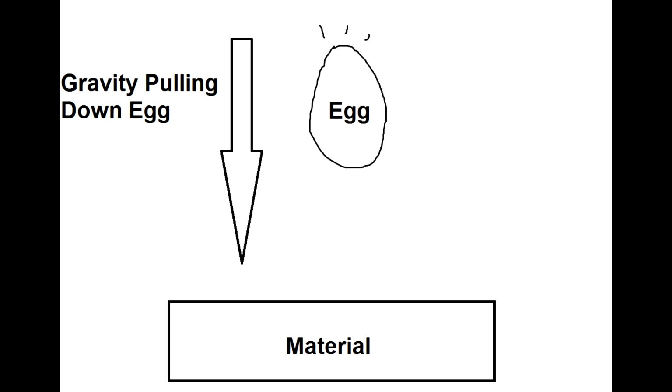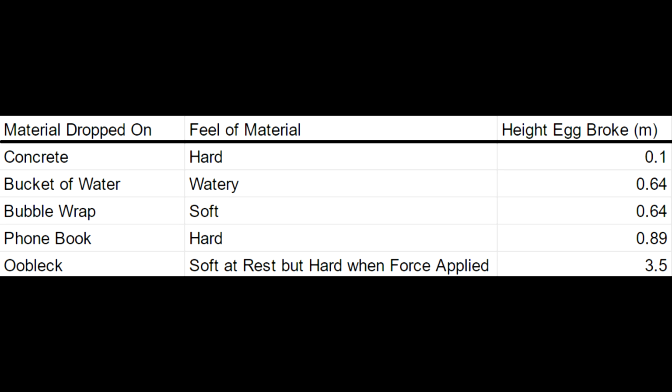As you can see by my complex representation of my lab, gravity pulls down on the egg, and when it interacts with the material, it either breaks or doesn't break. This is a table of the data that I have collected. It lists the material that I dropped the egg on, the feel of the material, and the height that it broke.